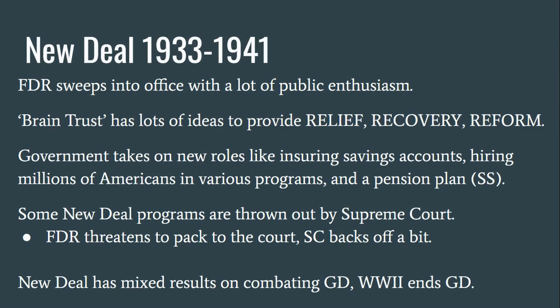This would see the government take on new roles in the economy, like insuring savings accounts, hiring millions of Americans in various programs, and an old age pension program, Social Security. Some of these programs were thrown out by the conservative Supreme Court. Roosevelt threatened to add justices and pack the court. He would back down from the idea, and the Supreme Court backed off a bit from throwing out his New Deal programs.